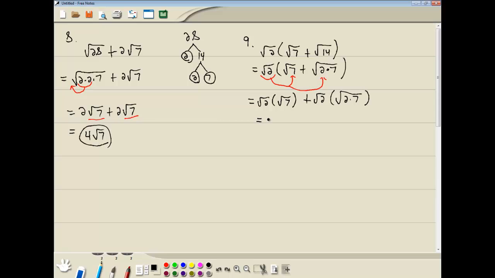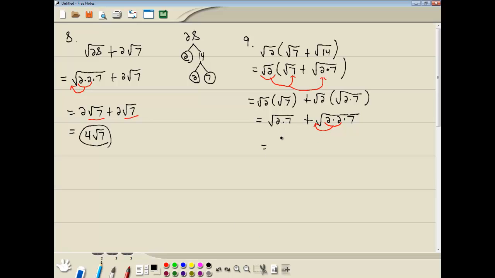Now when you're multiplying radicals together, what you do is you multiply what's underneath the radicals, put them underneath a single radical. So we're going to have square root 2 times 7, and over here square root of 2 times 2 times 7. So just put them underneath one radical. Now we don't actually multiply them together to begin with, because we're hoping to see if something will simplify. Remember, we're looking for a pair of somethings, and right here we see a pair of 2's. So a pair of 2's is going to come out in front as a single 2.